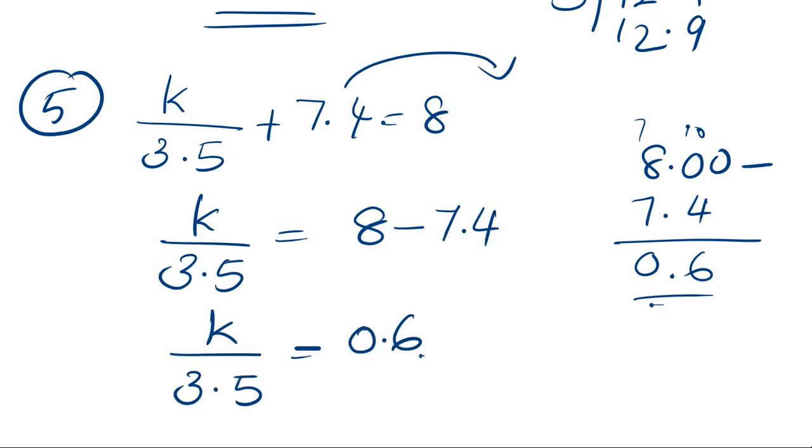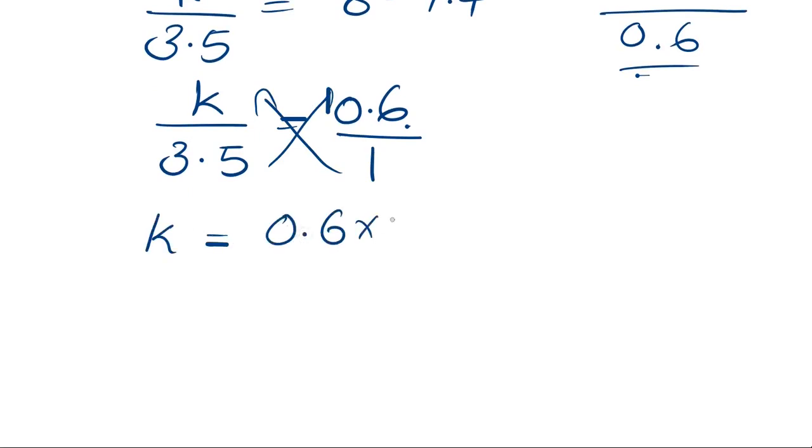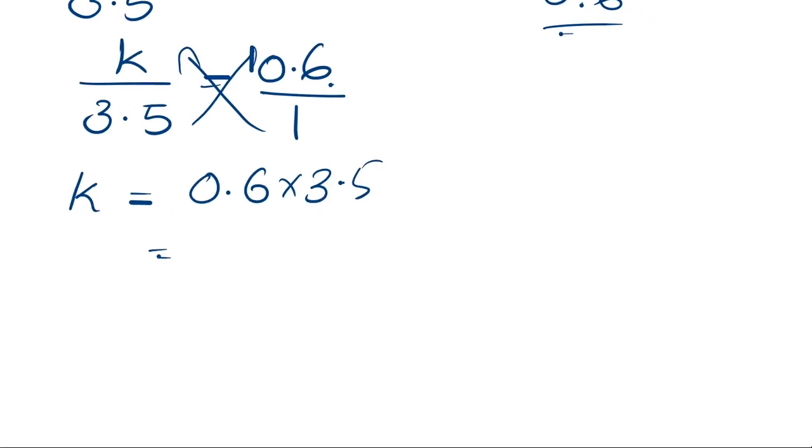Next, how can we find k? So just 0.6 means it's 0.6 over 1. So we can take the cross product. k into 1 is k is equal to 0.6 into 3.5. So how can we multiply 0.6 into 3.5? Just multiply as if they were normal numbers, like 35 times 6.